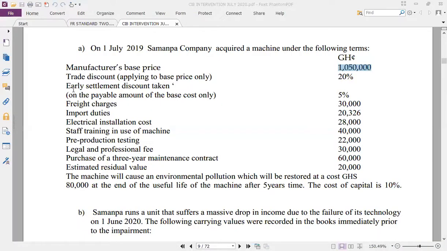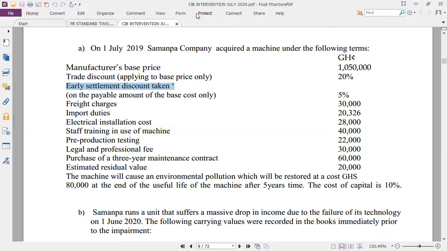The next item on the list is early settlement discount. Taking on the payable amount of the base cost only, 5%. Now, we don't bring in settlement discount. So settlement discount should be ignored. Rather, we net it off in the operating cost. So it is treated in the P&L through the operating cost.